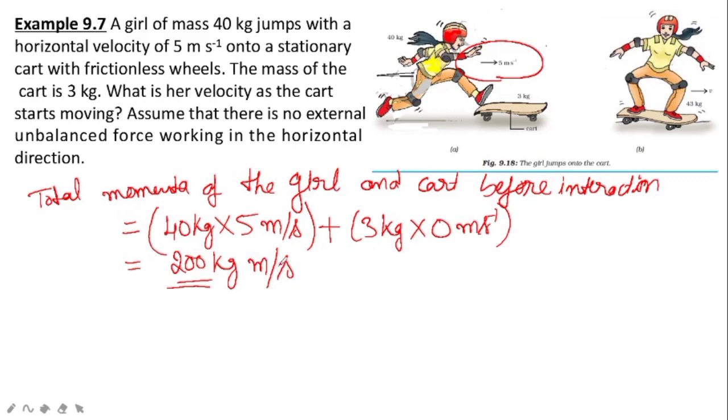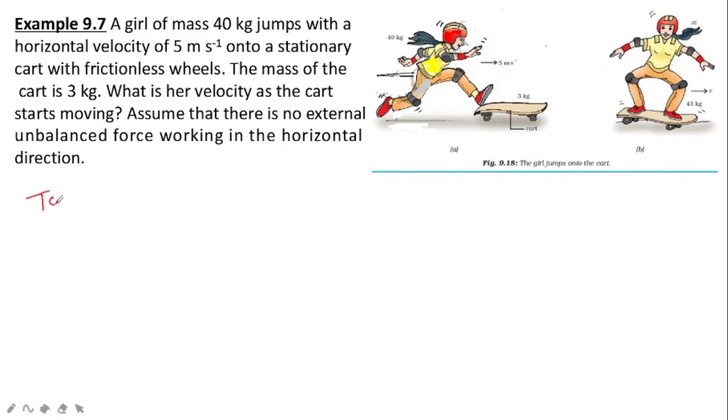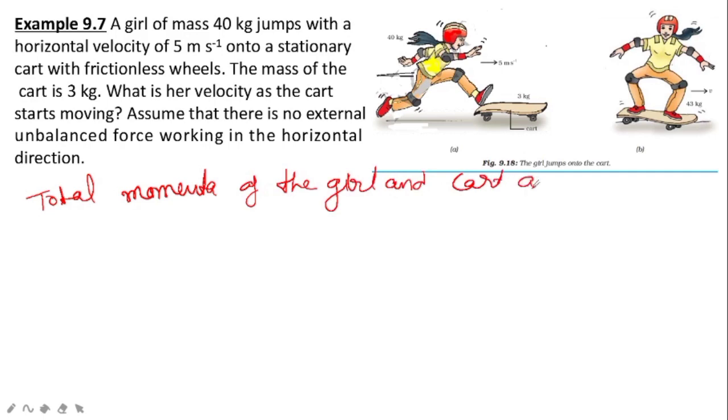So now what will we find? Total momenta of the girl and cart after interaction. Clear? Okay. Now total momenta of the girl and cart, that is after interaction. So now which is the formula? Do you remember the formula? That is equal to MA into VA plus MB into VB.